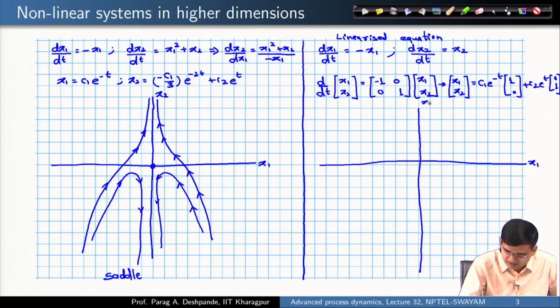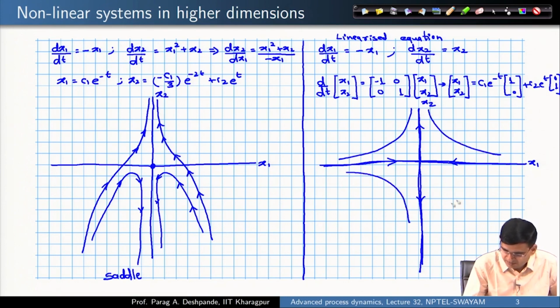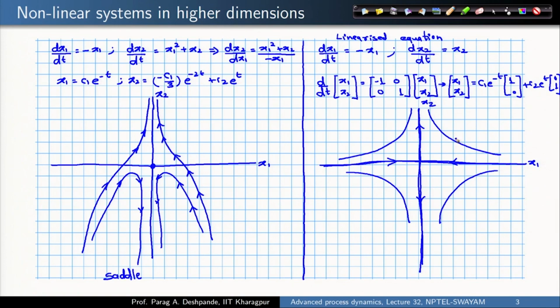Well, the phase portrait is very simple. This is x1, this is x2. This would be the divergent axis, this would be the convergent axis, and beyond this you will have the saddle solution. Please refer to our previous lectures to see how we got this solution or this phase portrait. And what kind of phase portrait is this? This is a saddle phase portrait.